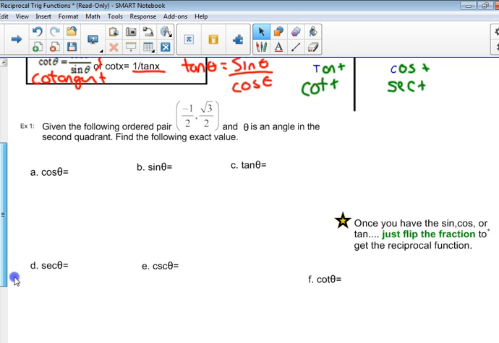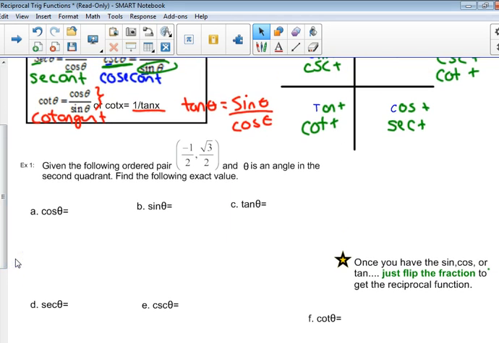Now, you guys have been working a lot with ordered pairs. Okay? This little problem is an example of just an ordered pair in the second quadrant. And I'm going to ask you guys to find the exact values. Now, with your cosine, sine, and tangent, do you guys remember which one of the ordered pairs was first? Cosine. Good. So if I want the cosine here, it's just -1/2. Yep.